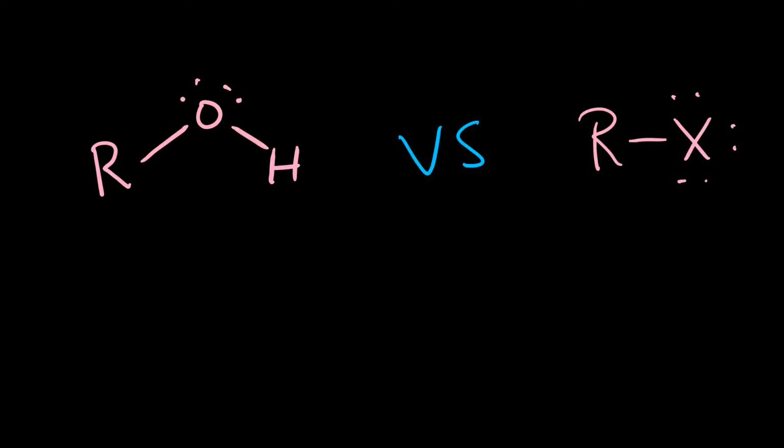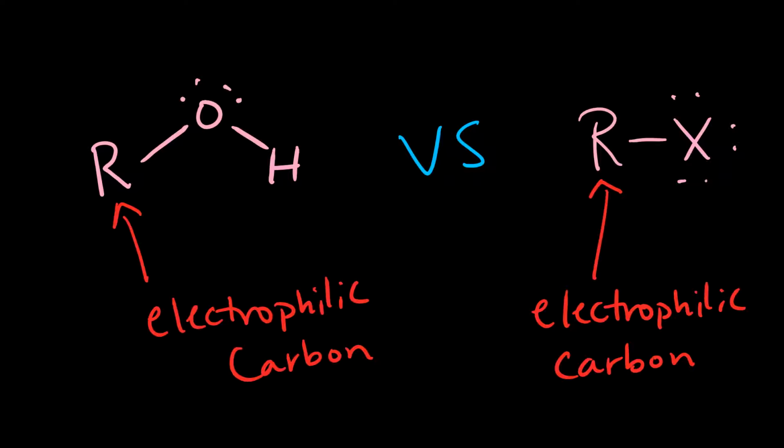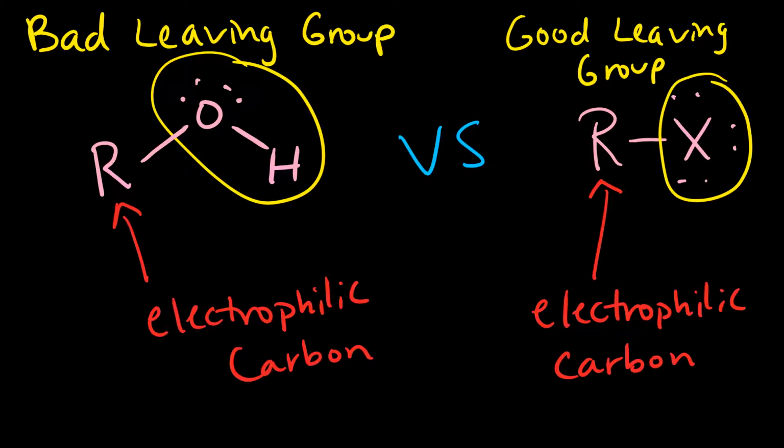First, let's compare and contrast the alcohols with the other functional group that you've been introduced to so far, and that's the alkyl halides. And obviously, they both have an electrophilic carbon. However, alcohols have a poor leaving group, so keep in mind that this would actually leave as hydroxide, which is a strong base, and we want leaving groups to be weak bases. Alkyl halides have a good leaving group because this leaves as X-, which is a very weak base.